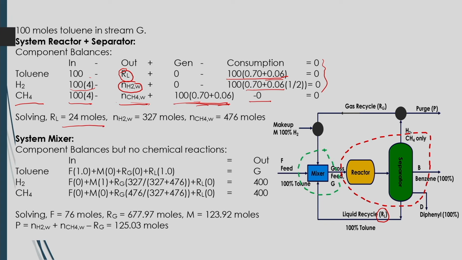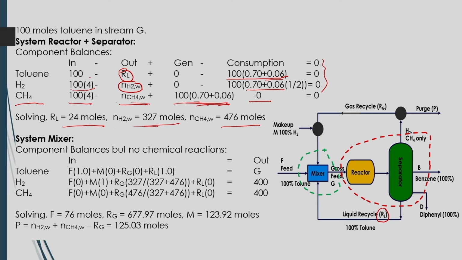Now, solving these 3 equations of the material balance of components, we can have RL equal to 24 moles, the hydrogen moles coming out from the separator as 327 moles, and the methane gas coming out from the separator equal to 476 moles.